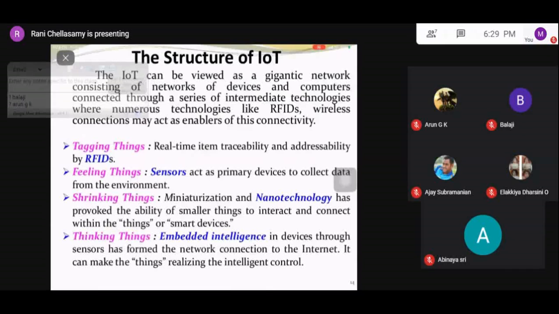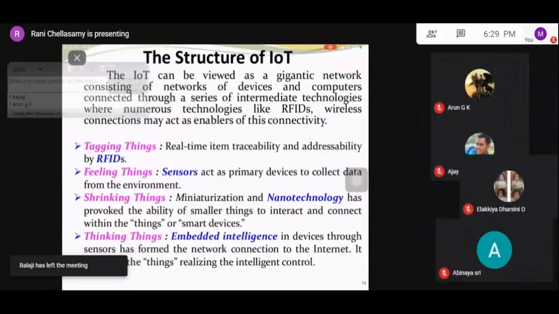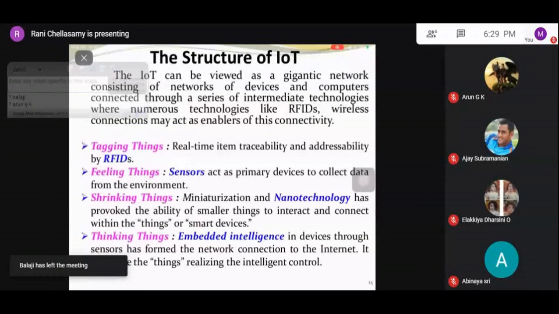That is, smart devices may be connected and they will interact among the devices. And thinking things means embedded intelligence in devices through the sensors. So we can control things in an easy manner with the help of this embedded intelligence.